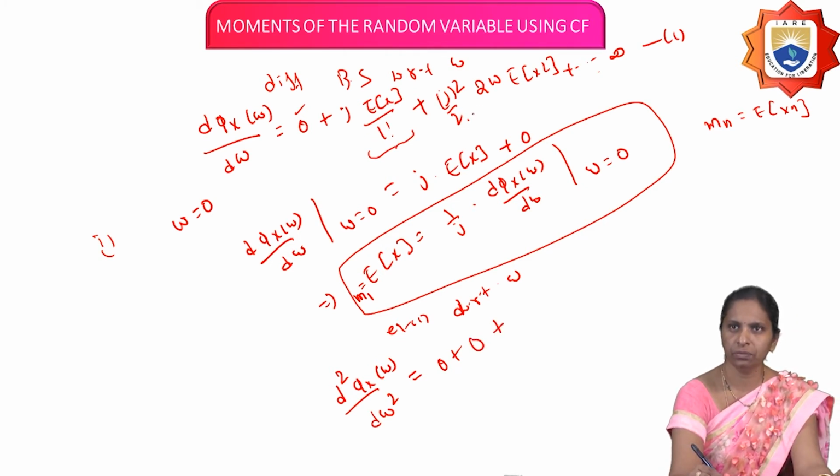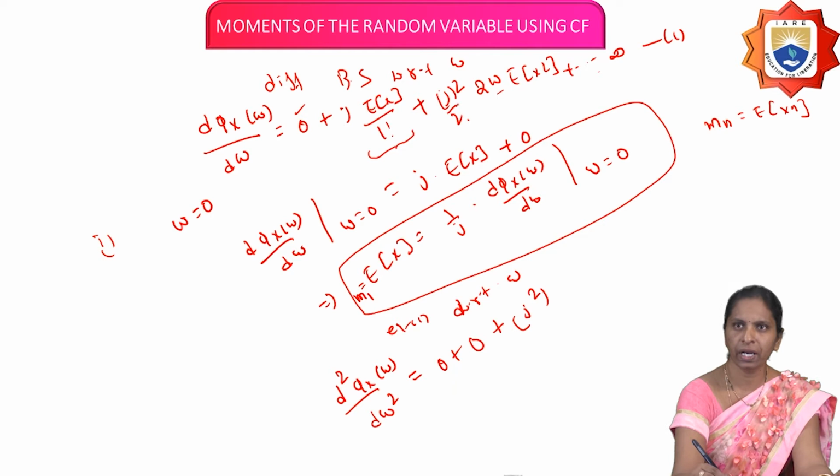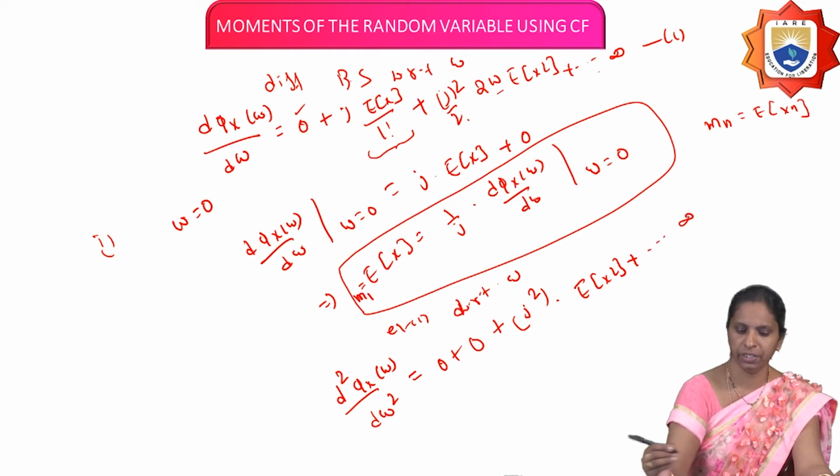And in the third term, you differentiate with respect to omega. Then what do you get here? J square, 2 factorial and 2 will be cancelled. And differentiation of omega is nothing but 1, so into what you're having u of x square plus and so on up to infinity. Now substitute omega equals to 0.